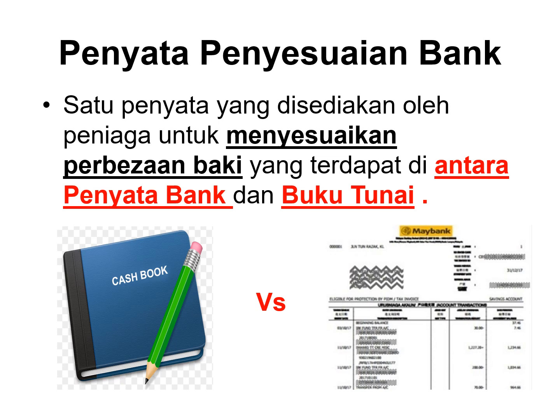So basically Penyata Penyesuaian Bank is a statement, a penyata yang disediakan oleh peniaga, the traders, and the purpose of doing it is to reconcile the balance of the Penyata Bank, the bank statement, and also the cash book, the buku tunai.